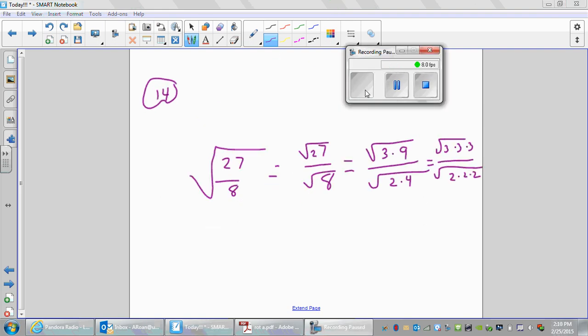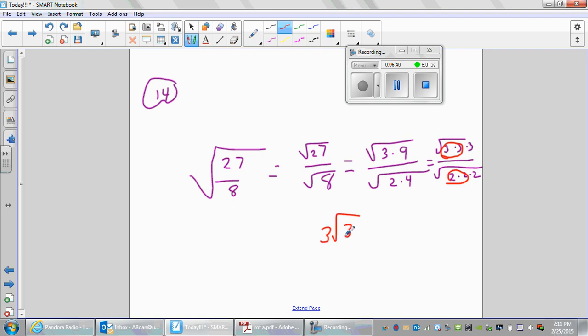Number 14. All right, so for the square root of 27 over 8, we can break it down and just put the square root sign over. 27 is 3 times 9, which is 3 times 3 times 3. 8 is 2 times 4, which is 2 times 2 times 2. So I can take a 3 out of the pair and a 2 out of the pair, and I'm left with 3 radical 3 over 2 radical 2.